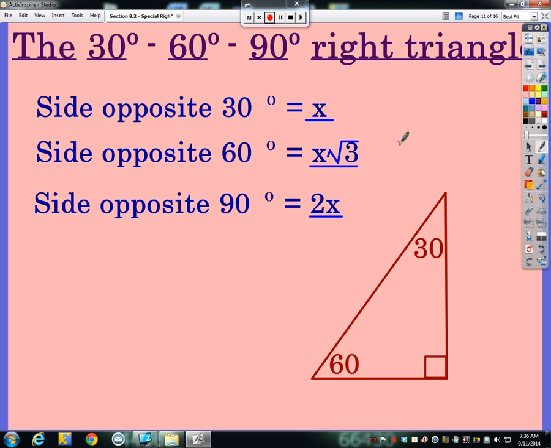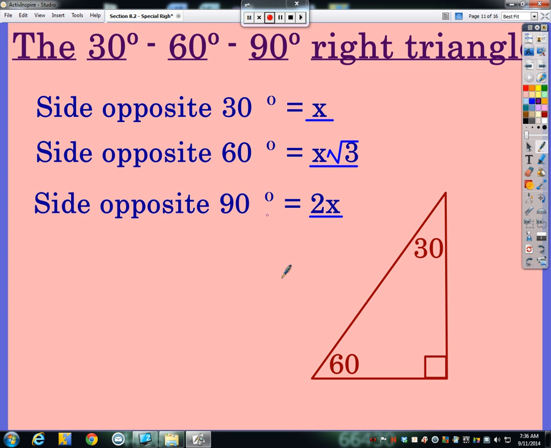So our pattern now. Now, here's the thing with the pattern. With the 45-45-90, we had two angles that were the same. So we had two sides that were the same. All three sides in a 30-60-90 are going to be different. So we need to use the angles as kind of a reference to indicate which sides of our pattern go where.